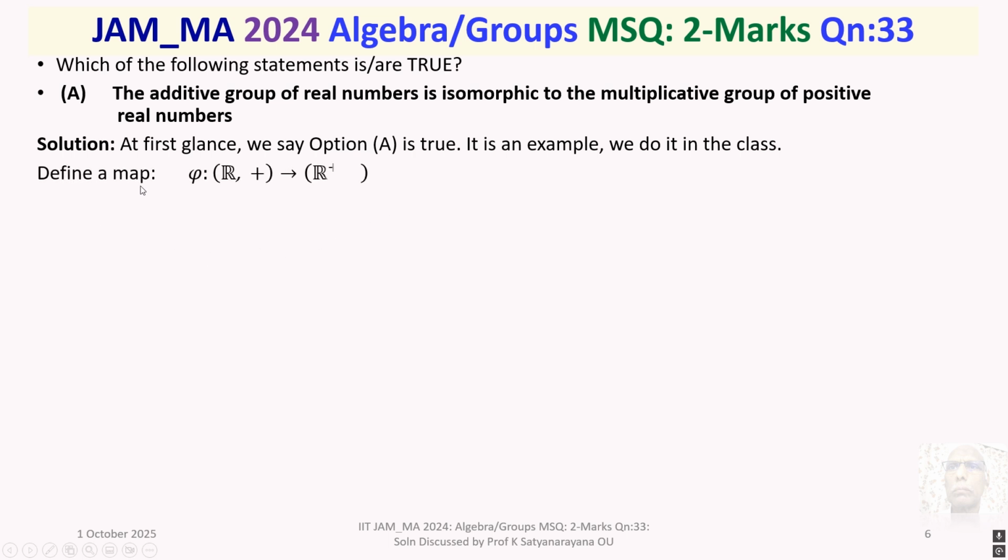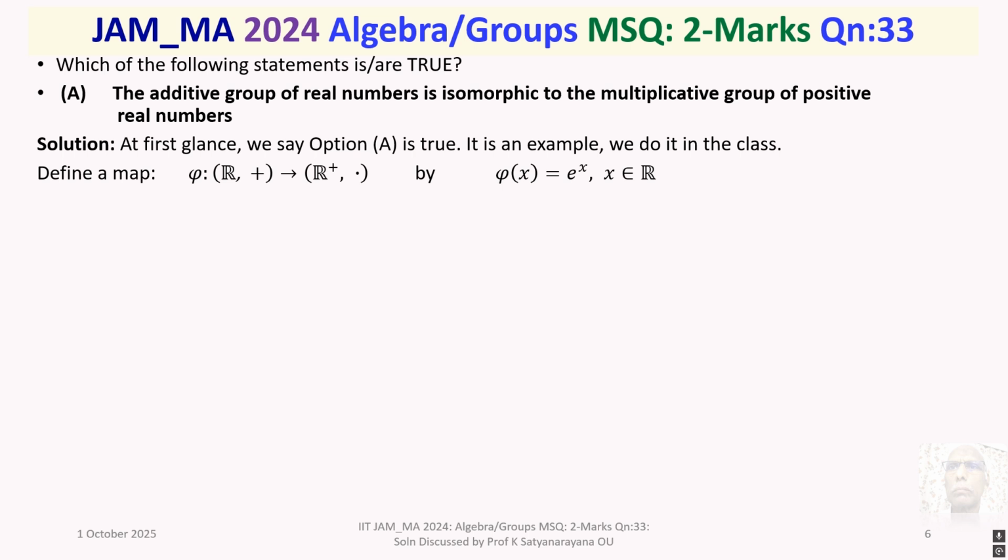Now, define a map. So we have two groups. One is the additive group of real numbers, that is R under addition. The other is the multiplicative group of positive real numbers, that is R plus, which stands for the positive real numbers under multiplication. So define a map phi from R under addition to R plus under multiplication by phi of x is equal to e to the power of x, for all x belongs to R.